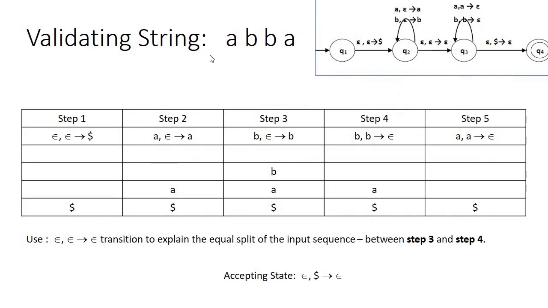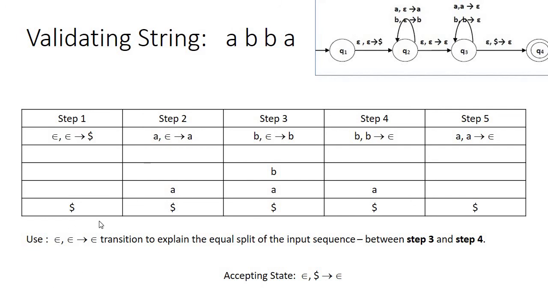And if you want to validate ABBA, how can we do it? The very first step is the same as the previous one. We simply place the dollar on the top. Step number 2, we read A, so we just push A on the top of the stack. We read B, so we push B on the top. The next B, we take the B out with the help of the next B, and then A with the help of A. So here we can see that from Q2 to Q3 we are taking out what we have pushed on the stack, and finally when the string is completed we can take the accepting state by removing the dollar from the stack top.